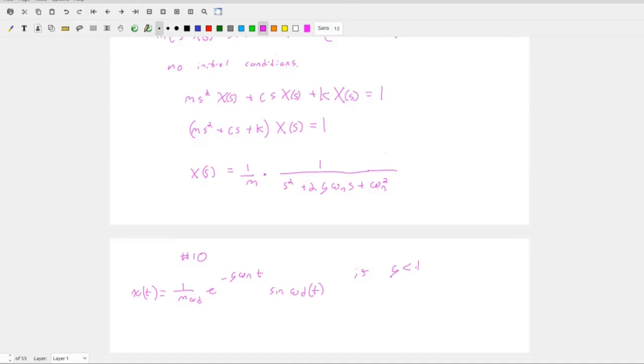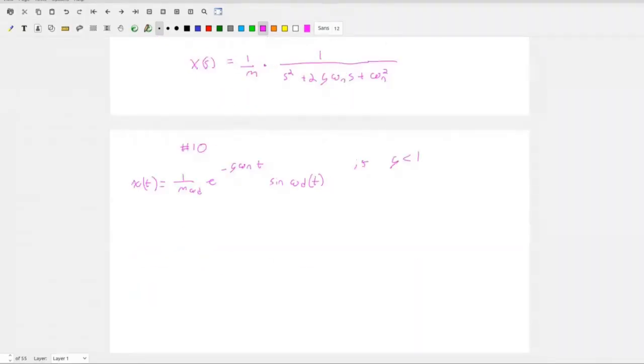However, if we want to set zeta equal to 0, we could get the same solution here. It's just that our e to the 0 drops out. That becomes 1. So x of t is 1 over m omega n, now because it's not damped, sine of omega n t.